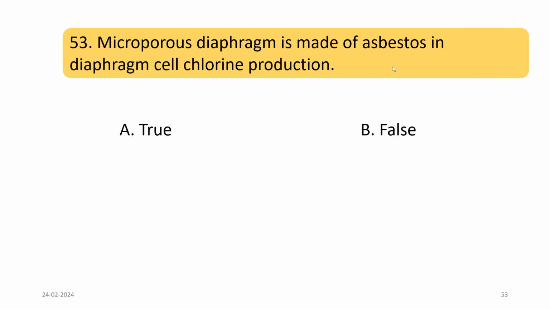Next question is the microporous diaphragm. What is the material used for microporous diaphragm in the diaphragm cell chlorine production method? Like, it is used as asbestos. Is it true or false? It is true, ma'am. Yes. So the microporous diaphragm is made of asbestos.